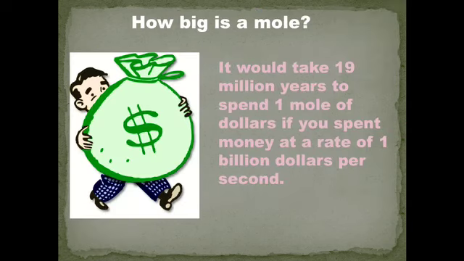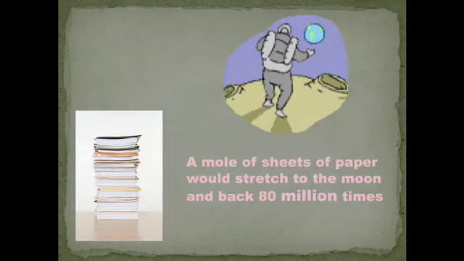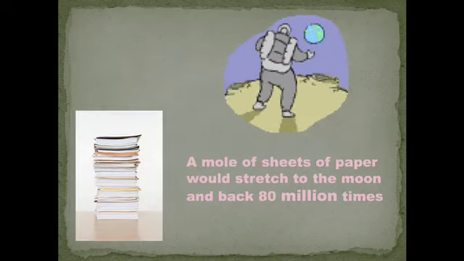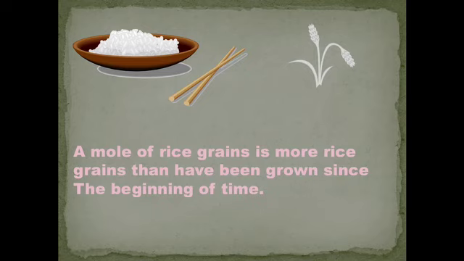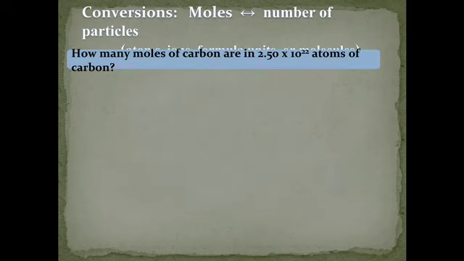If you think about how big a mole is, it's really, really big. For example, it would take 19 million years to spend 1 mole of dollars if you were spending $1 billion every second. A mole of sheets of paper would stretch to the moon and back 80 million times. A mole of baseballs would fit into a bag as big as the Earth. A mole of rice grains is more rice grains than have been grown since the beginning of time. So this is a really big number, and we use it to talk about really, really small things.